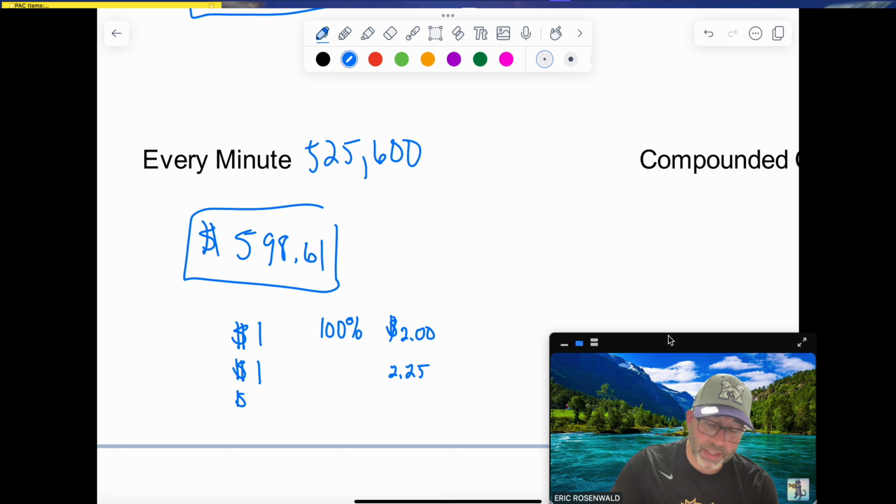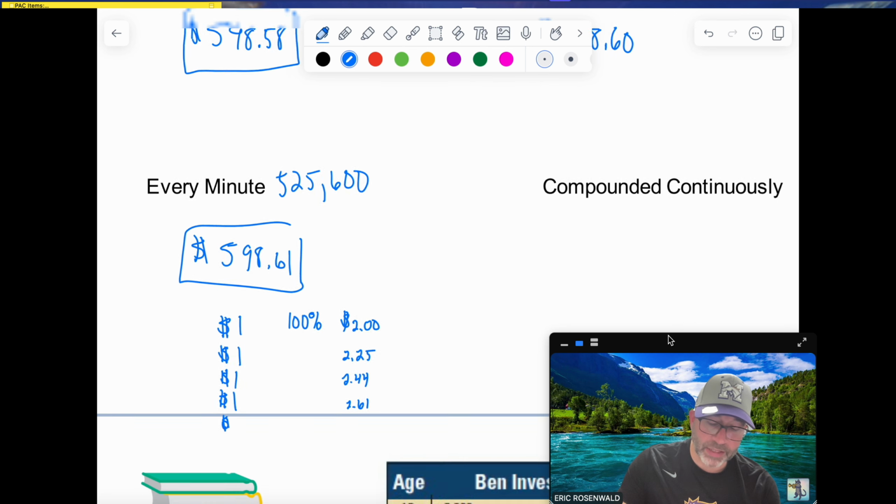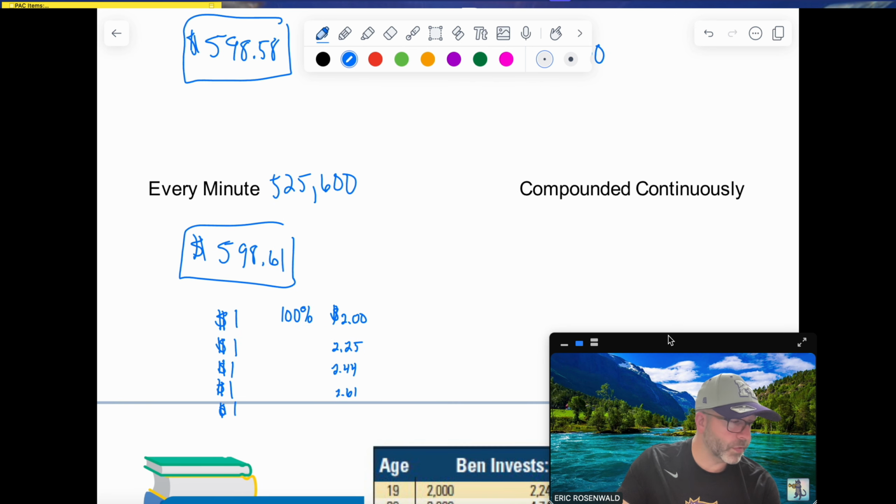And if you took $1 and did it quarterly, you would end up with $2.44. And if you took $1 and did this 12 times a year, you would end up with $2.61. And if you took $1 and did this 52 times, you'd have $2.69. And if you had $1 and did this over 525,600 minutes, you approach this value, which is 2.718.